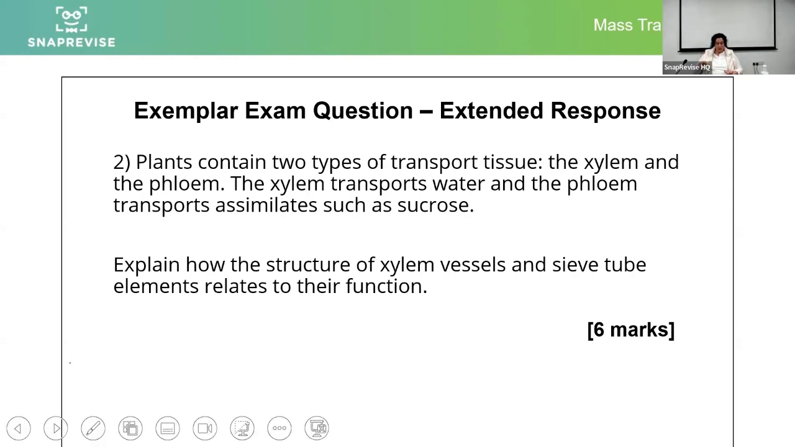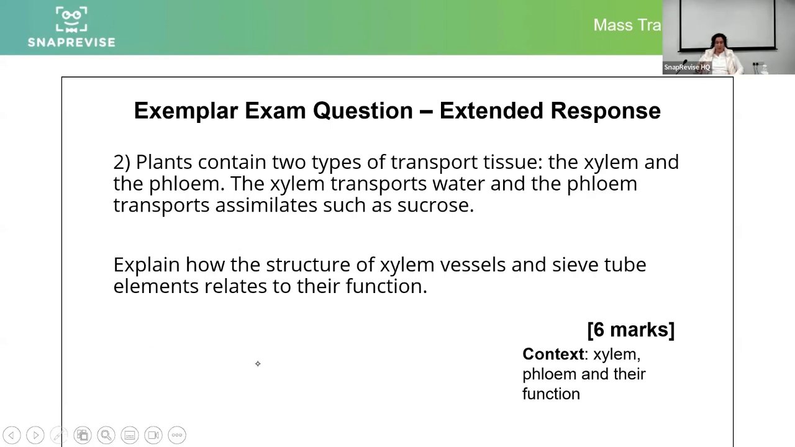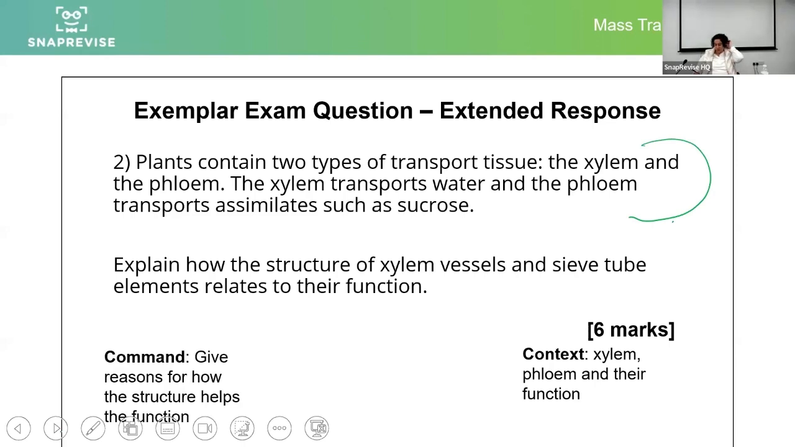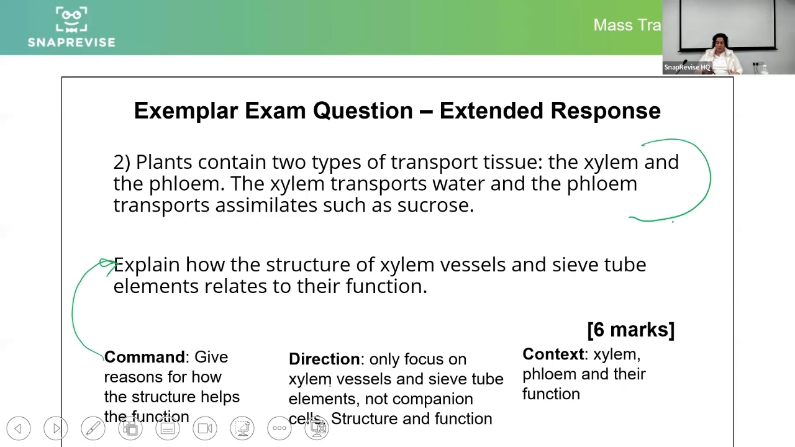I'm going to leave you some time to do this question, but before, let's break it down. So our context here is this sentence. It tells us that we're looking at xylem, phloem, and their function. Our command word is, of course, to explain, which means to give reasons for how the structure relates to function. And finally, my direction is to only focus on the xylem vessels and the sieve tube elements, so basically not companion cells. Okay. So, see how well you can do that.